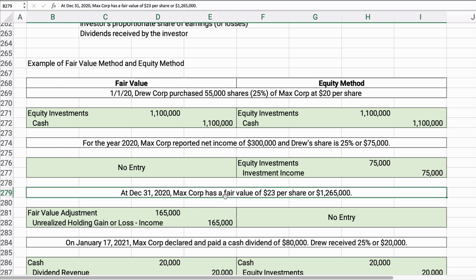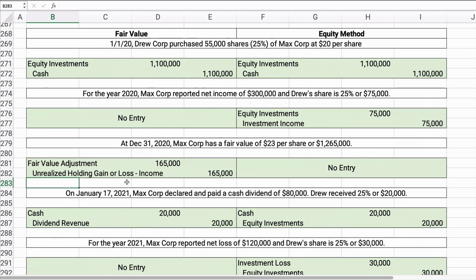At the end of the year, Max Corp has a fair value of $23 per share. It was $20, and the investment was $1,100,000. Now it's $1,265,000. So under fair value, you'd have to debit fair value adjustment and credit unrealized holding gain or loss, dash income, for $165,000. On the equity method, there's no entry. All right, so that's how you do it.